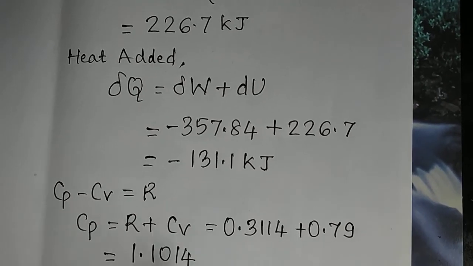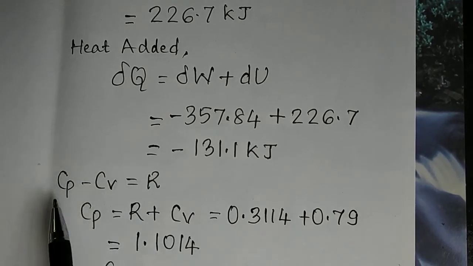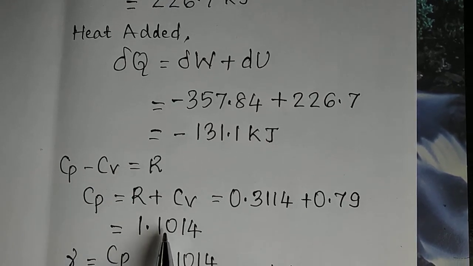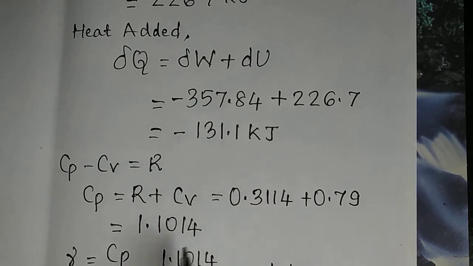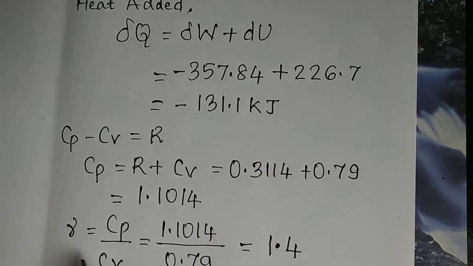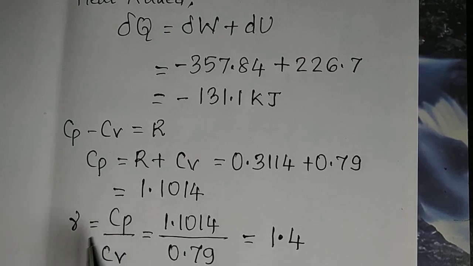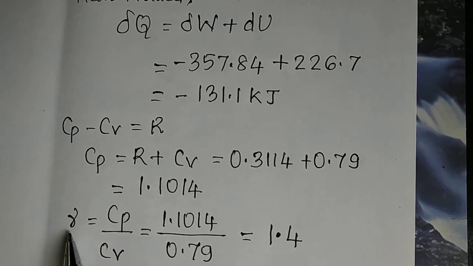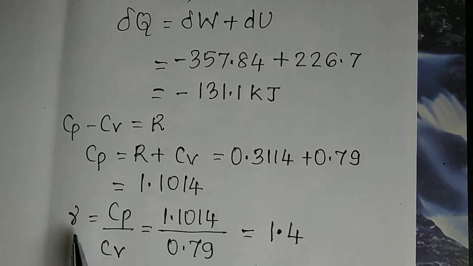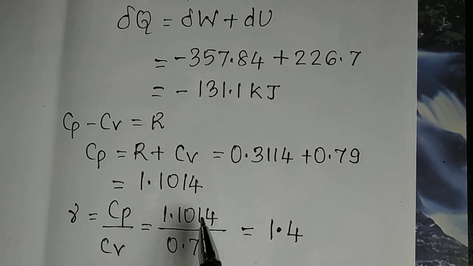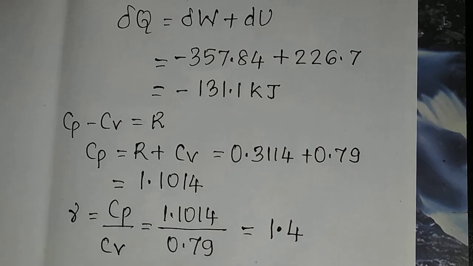Then take one more relation, that is Cp minus Cv is equal to R. Find out the value of Cp by substituting the value of R and Cv. Then find out the index, that is, the adiabatic index or ratio of specific heat, which is asked. Here it is the ratio of specific heat, that is Cp by Cv. Cp you have calculated and Cv is given to us in the problem. So find out the value of gamma.